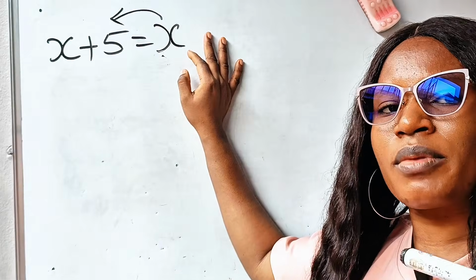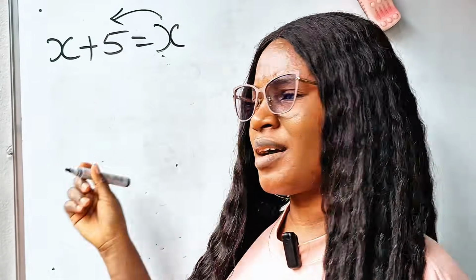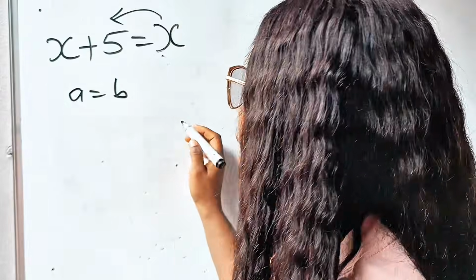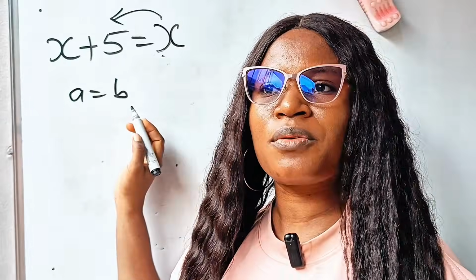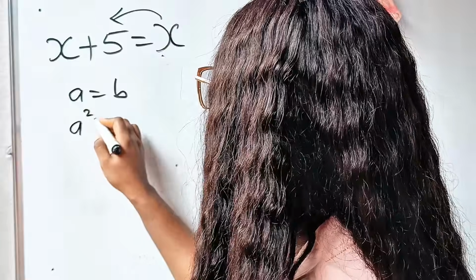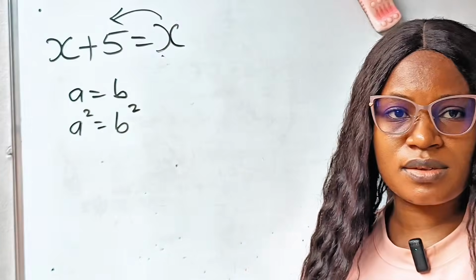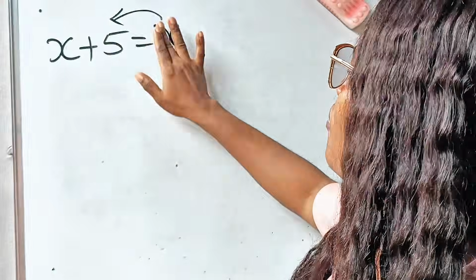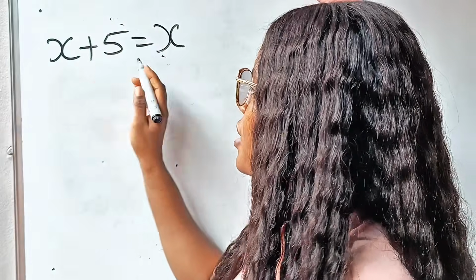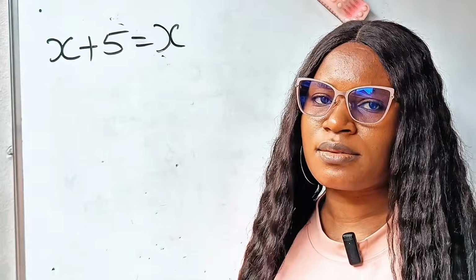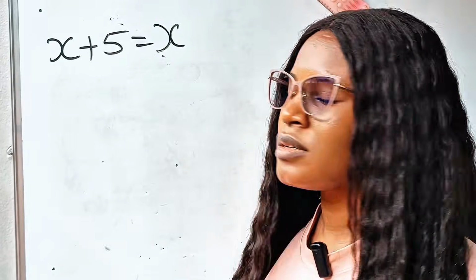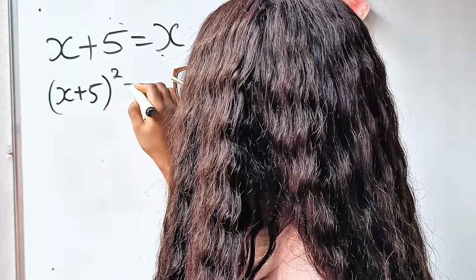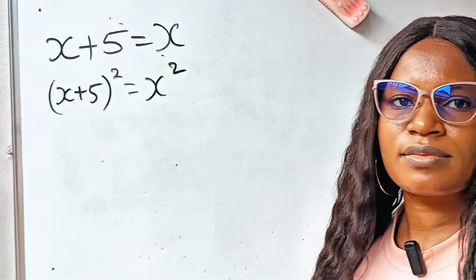Now, let's try the second method. Remember that if we say that A is equal to B, then it is also mathematically right to say that A squared is equal to B squared. Okay? Let's apply that here. If we are told that x plus 5 is equal to x, then it's mathematically right to also say that (x plus 5) squared is equal to x squared.